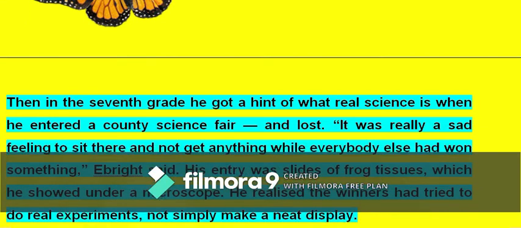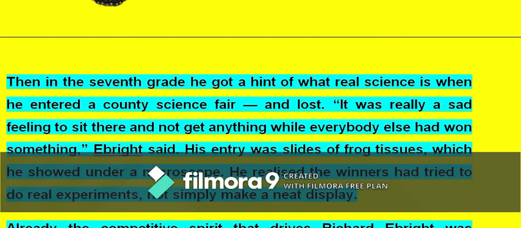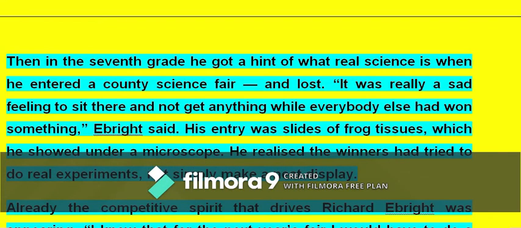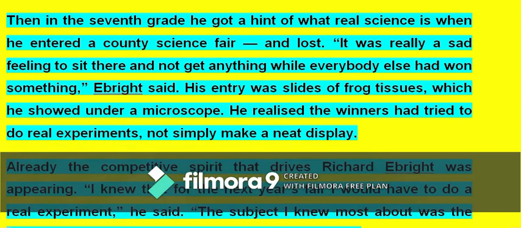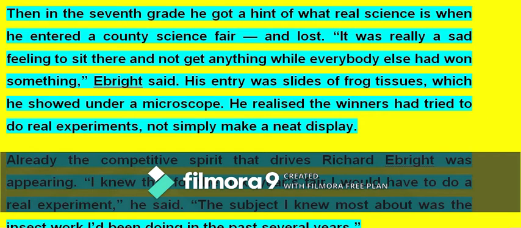Reading the text further, then in the 7th grade, now make a note of it, when he was in grade 7, he got a hint of what real science is when he entered a county science fair and lost. It was really a sad feeling to be there and not get anything while everybody else had won something. Ebright said his entry was slides of frog tissues which he showed under a microscope. He realized the winners had tried to do real experiments, not simply make a neat display.